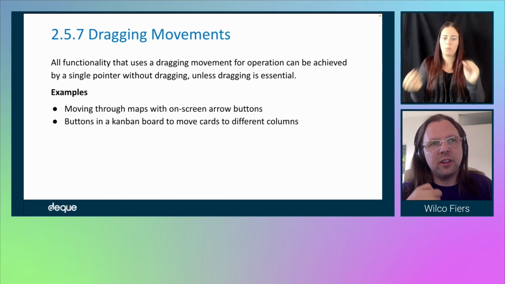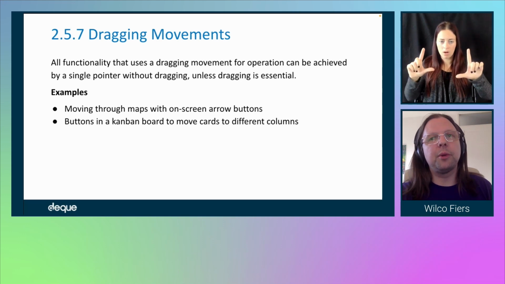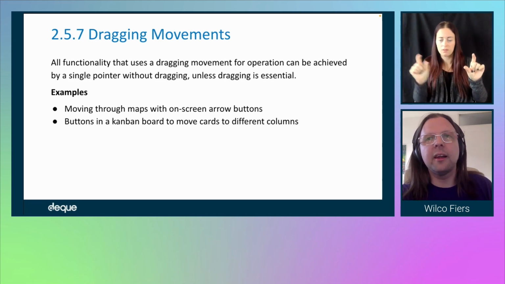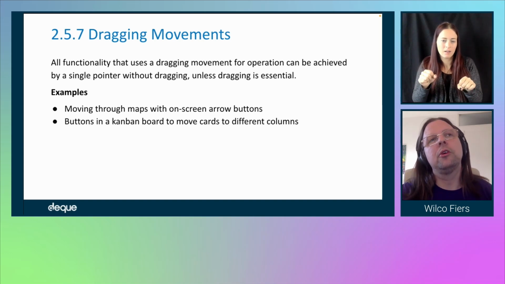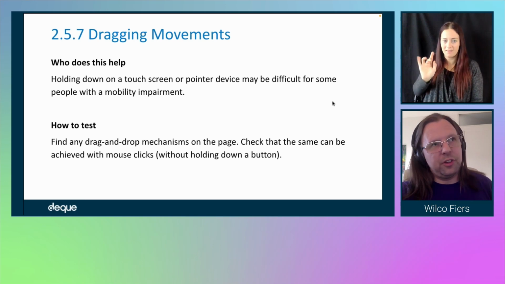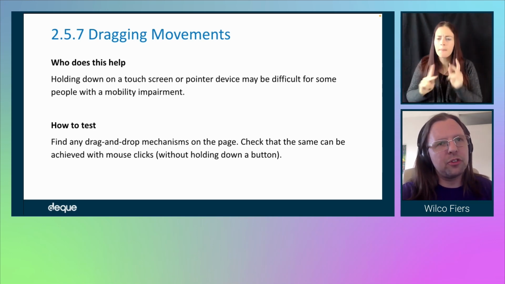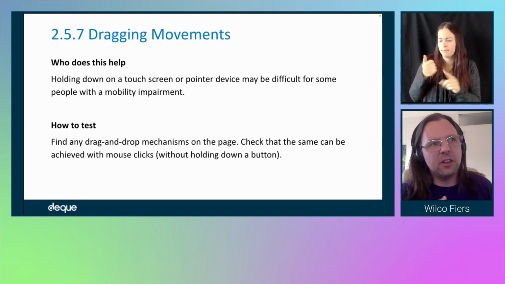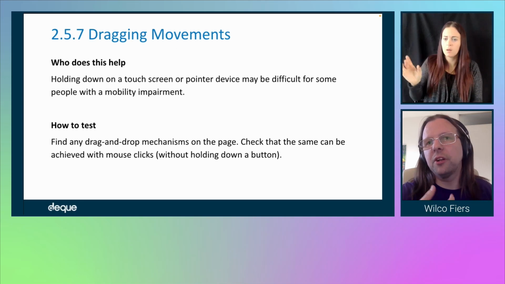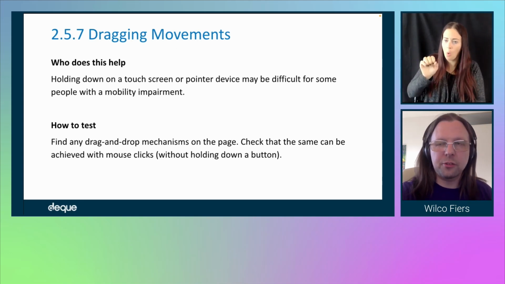A similar thing is in Kanban boards where you have cards that move around. They can be moved around by dragging them. You want some kind of controller button that lets you move those around. This is particularly useful for people with mobility impairments. And the way to test this is just by looking for drag and drop mechanisms and to check if there is some way to do it by mouse clicking through the user interface.